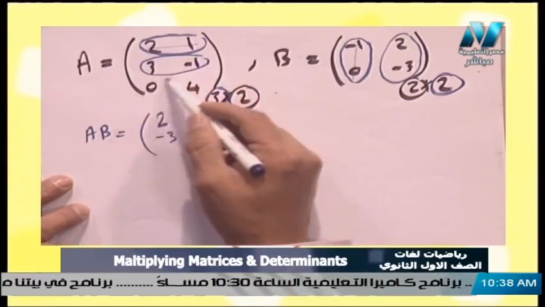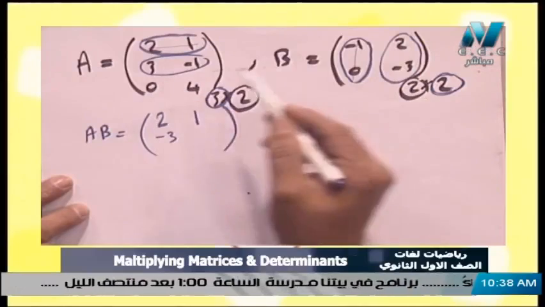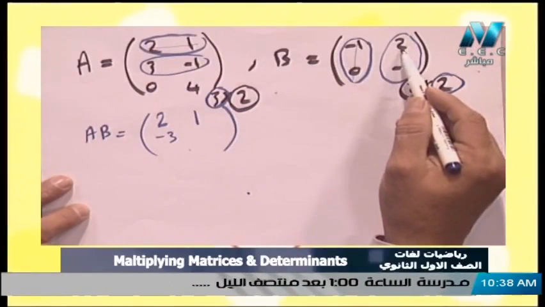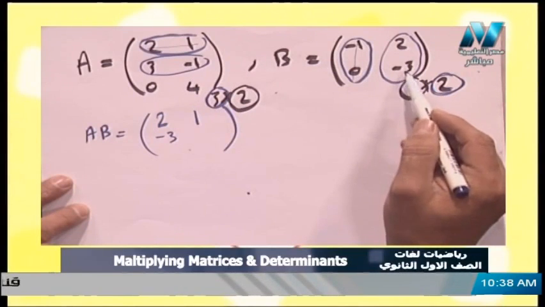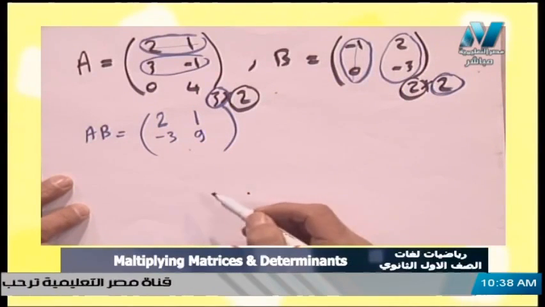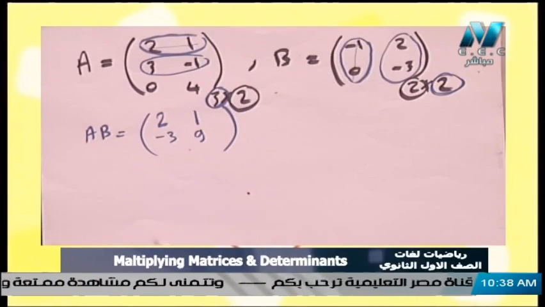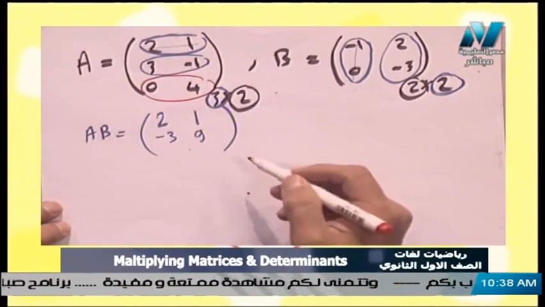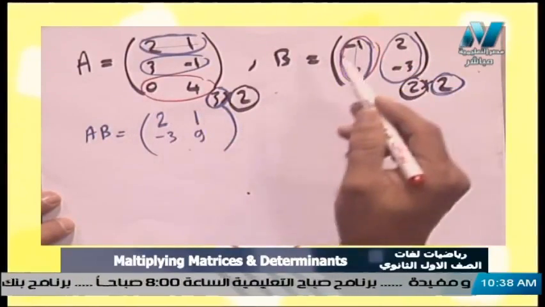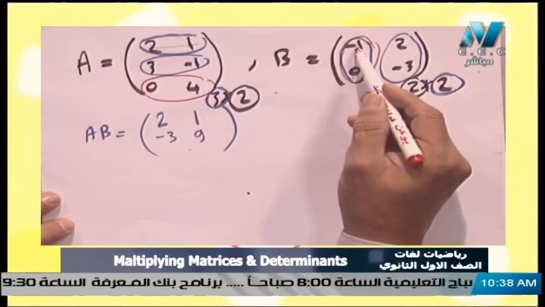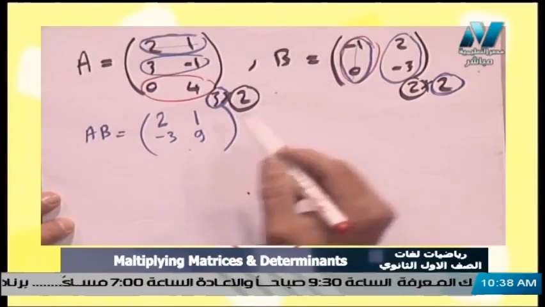And the same row multiplied by the second column here. 3 times 2 equals 6, and negative 1 times negative 3 equals 3. So it's 9. And the final row here, multiplied by the first column. 0 multiplied by negative 1 equals 0, plus 4 multiplied by 0 equals 0. So the sum equals 0.